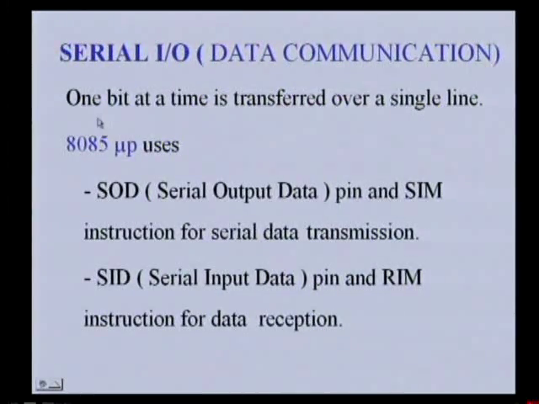In serial IO data communication, 1 bit at a time is transferred over a single line. For this, the 8085 microprocessor uses SOD. This is one of the pins. It is the serial output data pin, and it also uses the SIM instruction from its instruction set for serial data transmission. This is for sending data out, and for receiving data it uses the SID pin, the serial input data pin, and it also uses the RIM instruction for data reception.